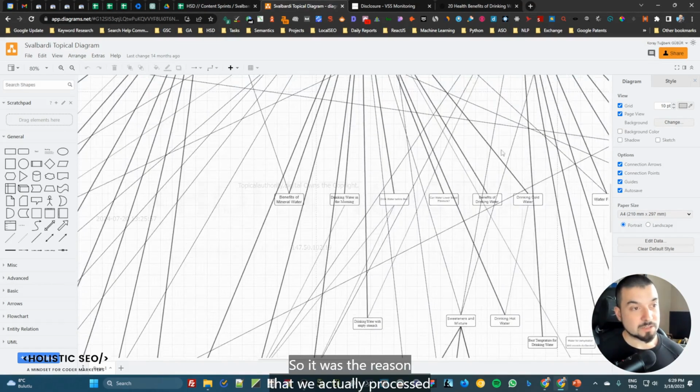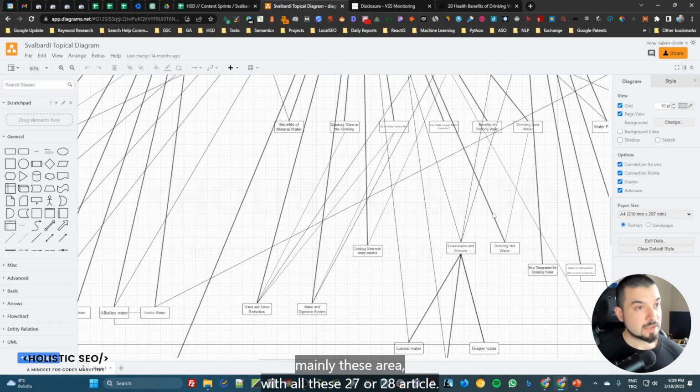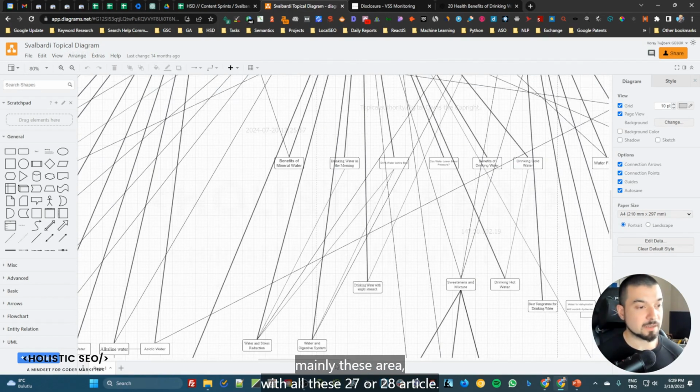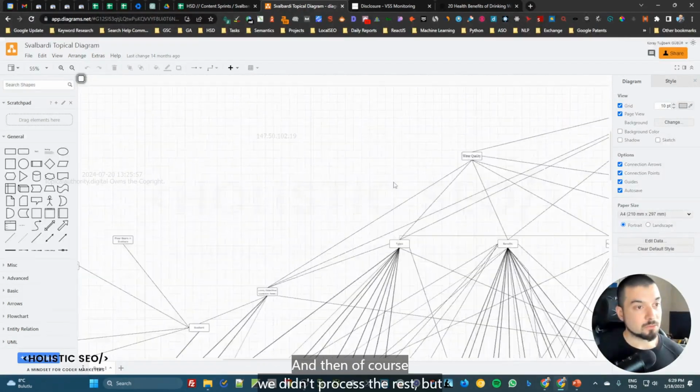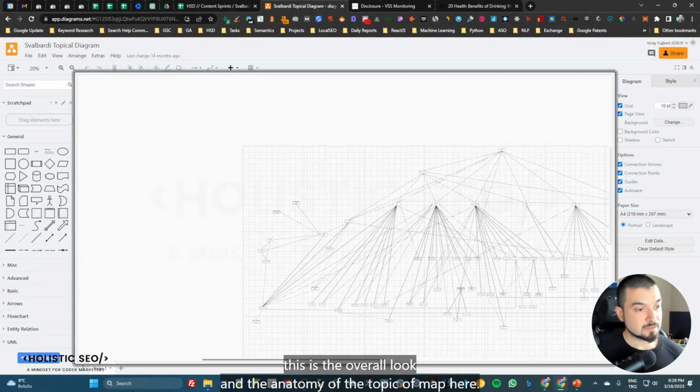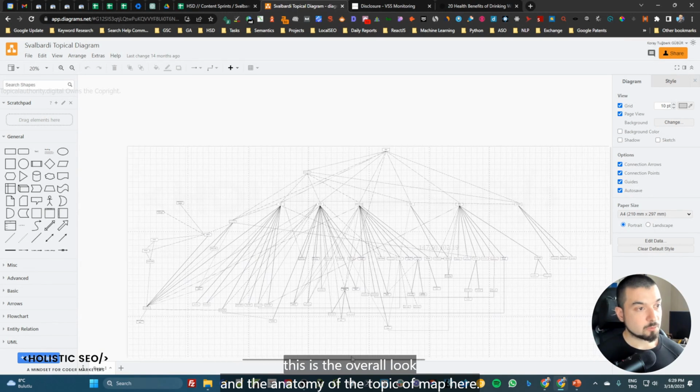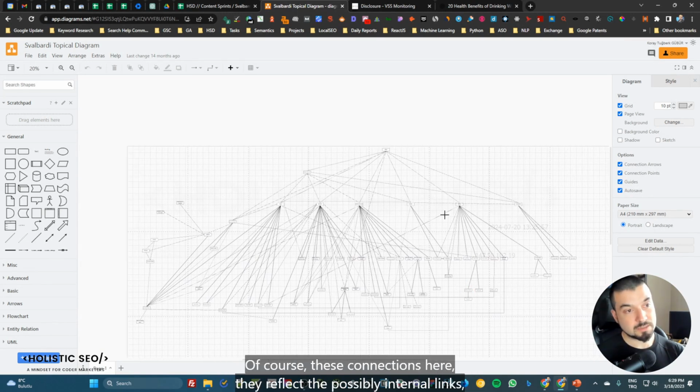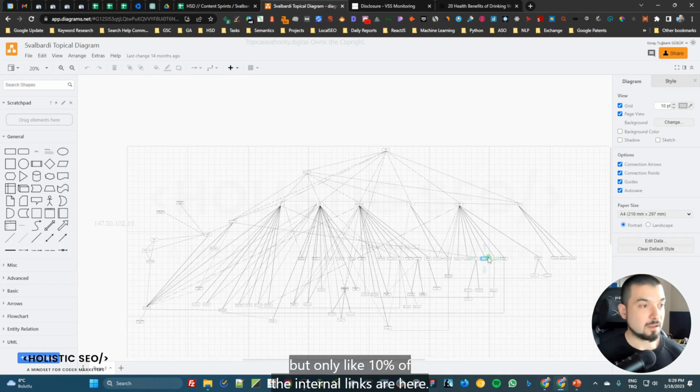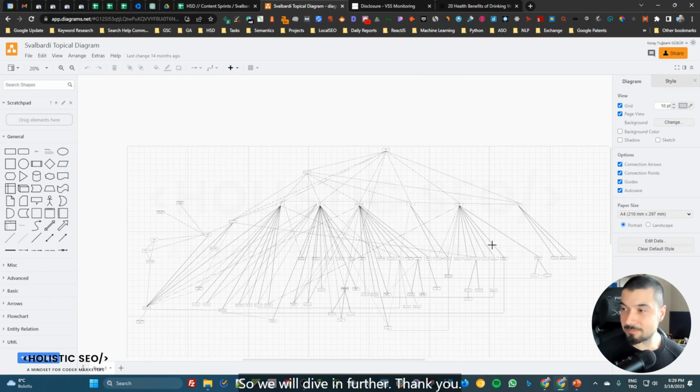So that was the reason we mainly processed this area with all these 27 or 28 articles, and then of course we didn't process the rest, but this is the overall look and the anatomy of the topical map here. Of course, these connections here reflect the possible internal links, but only about 10% of the internal links are here. In reality, it's much more. So we will dive in further. Thank you.